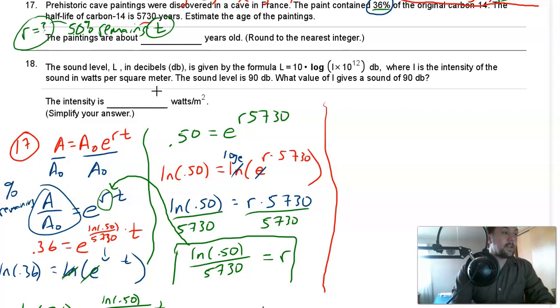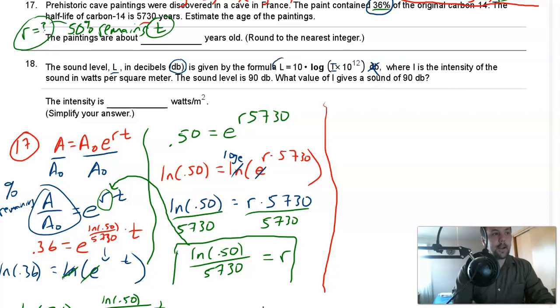All right, so for this last problem, the sound level L in decibels, right, so that's the units of L, it's not a variable, is given by the formula L equals 10 times log base 10 of I times 10 to the 12th power. That's scientific notation. And decibels, which is the units, is not a variable. It's not part of this formula. So it really is kind of misleading to have that there. So I would just ignore it.